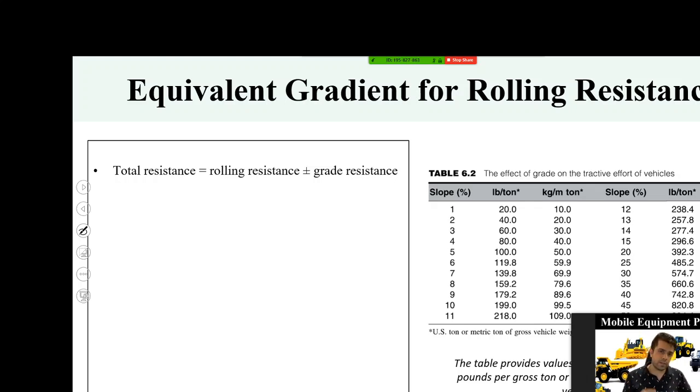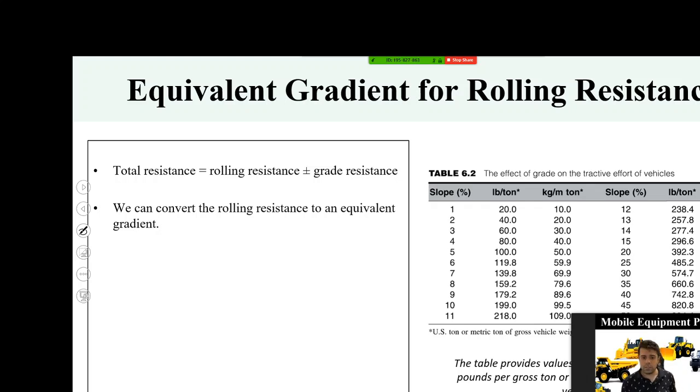And the plus and minus signs, you know that plus is for going up, and minus is for going down. So total resistance will be less if you are going down the hill. You will need less power, less force to move your vehicle. That makes sense, right? All right, so we can convert the rolling resistance to an equivalent gradient, if you remember.